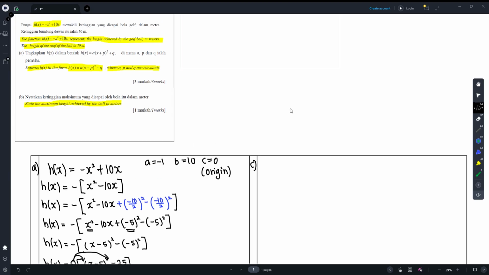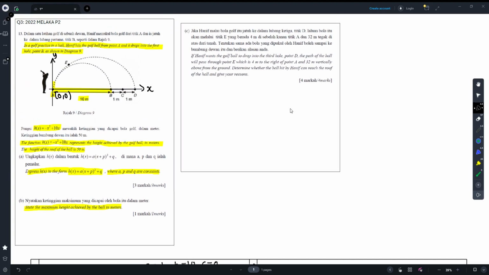Part C is the KBAT question. You need to think a little bit. So let's go into part C. If Hanif wants the golf ball to drop into the third hole, point D, the path of the ball will pass through point E, which is 4 meters to the right of point A and 32 meters vertically above the ground. Determine whether the ball hit by Hanif reached the roof of the hall. Give your reason for your answer.